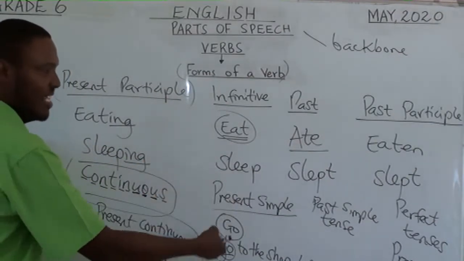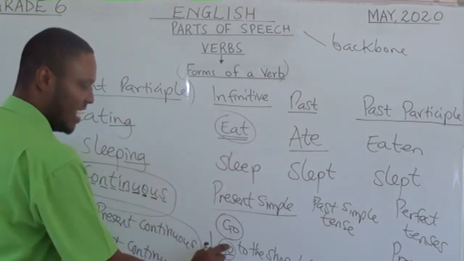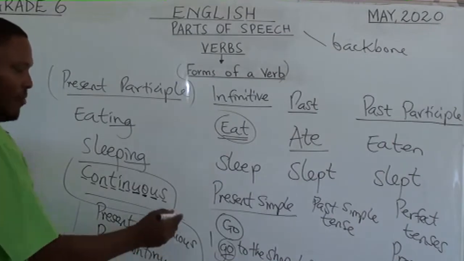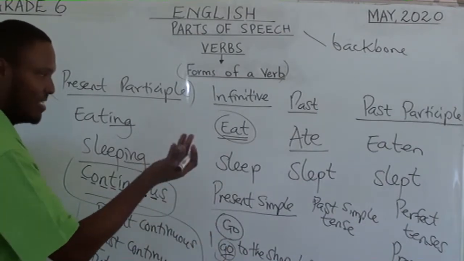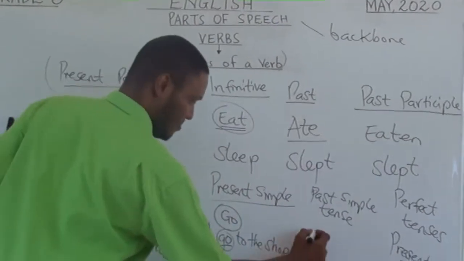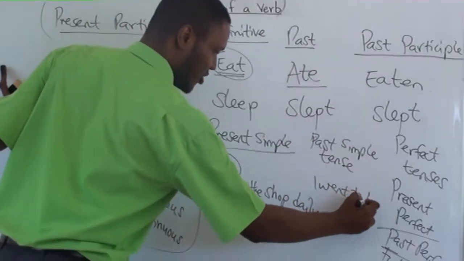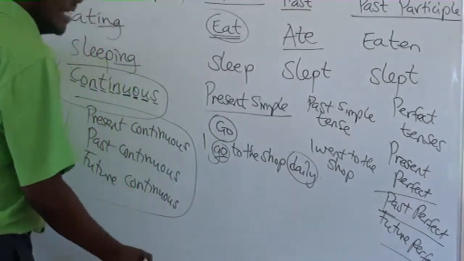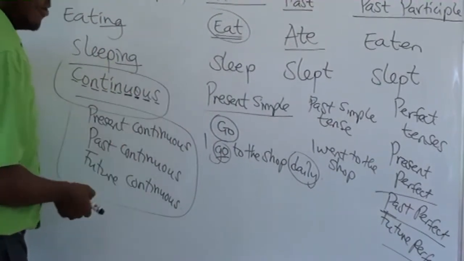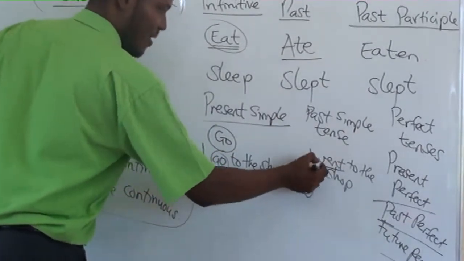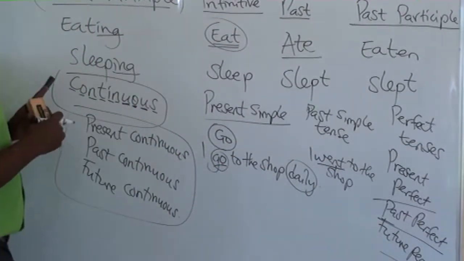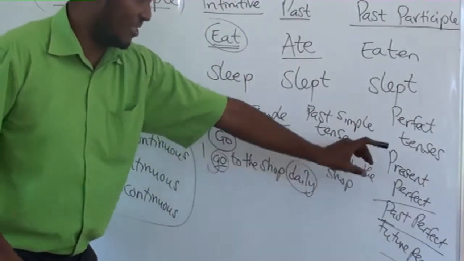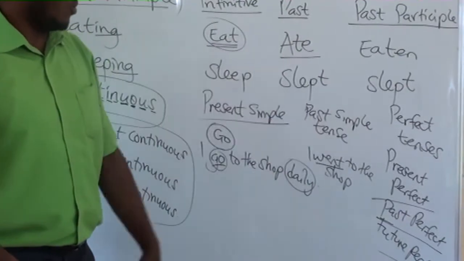We can change this sentence by changing the verb into the past form. When you say, I go to the shop daily, in the past it will be, I went to the shop. Now the word daily, we will not use, because daily is used in the present form. The word went is the past form of go. Past participle. Because we have these perfect tenses, the three perfect tenses. Maybe let me take one. Present perfect.